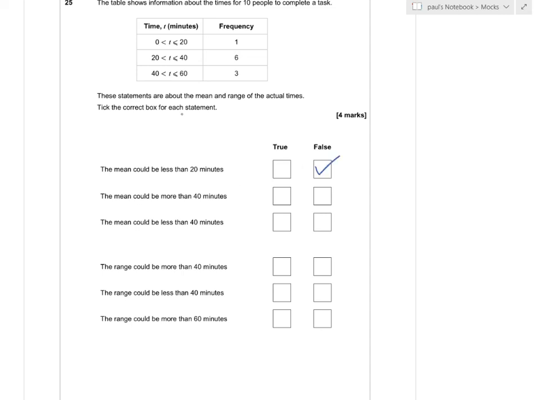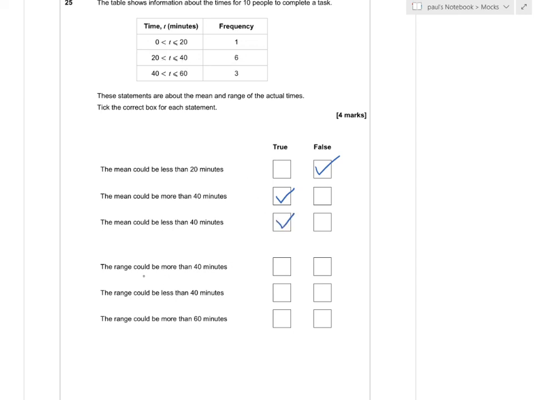The mean could be more than 40 minutes. Well, it could be if these three were exactly 40, and then these three would bring it above 40, and only one would drag it down. So that could be true. The mean could be less than 40 minutes. Well, yeah, if these are all 20, I'm happy with that.